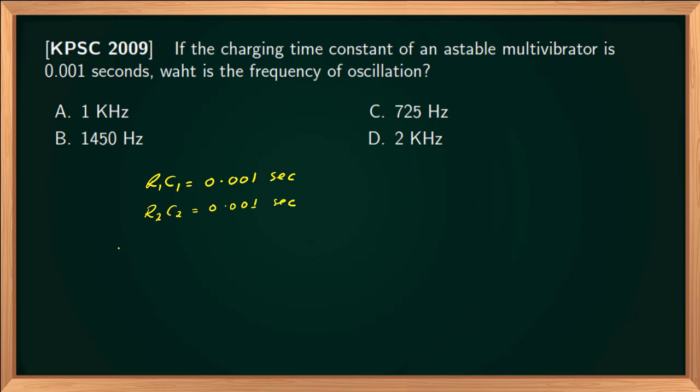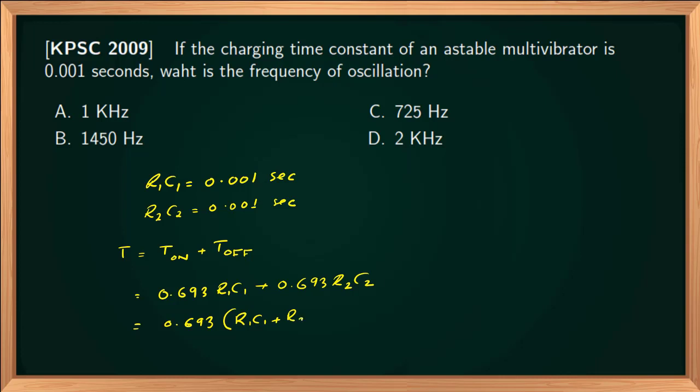The overall period T is equal to T on plus T off. On time is determined by the formula 0.693 R1 C1, and off time is 0.693 into R2 C2. Therefore, the overall period will be equal to 0.693 into R1 C1 plus R2 C2. We know that R1 C1 equals R2 C2 equals 0.001. So the time period will be 0.693 into 0.002, because 0.001 plus 0.001 will be 0.002.